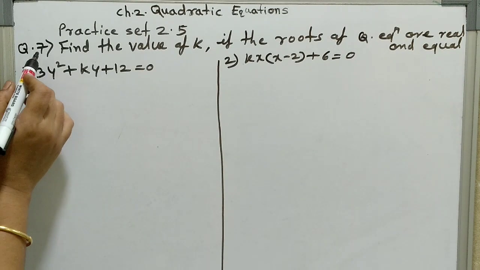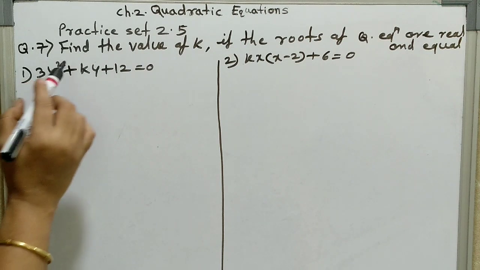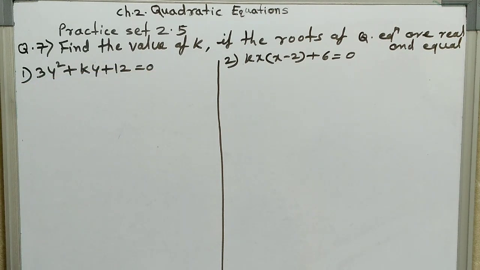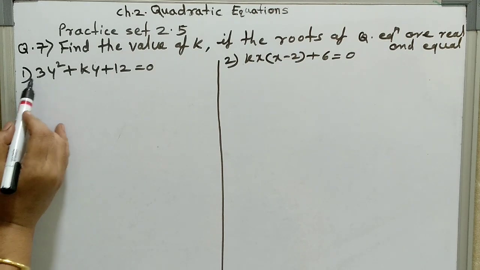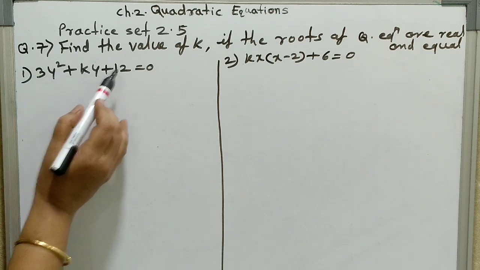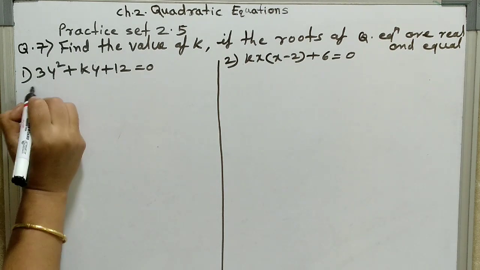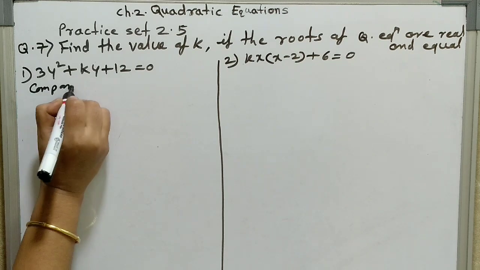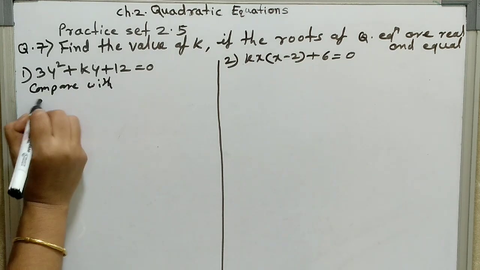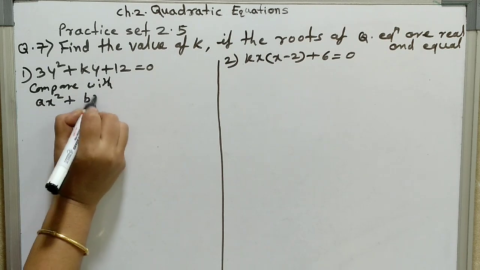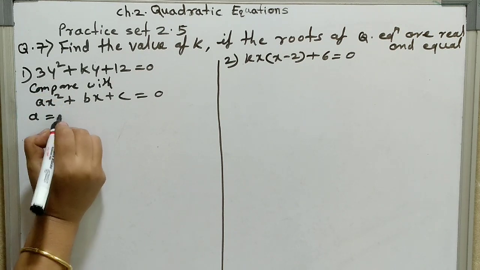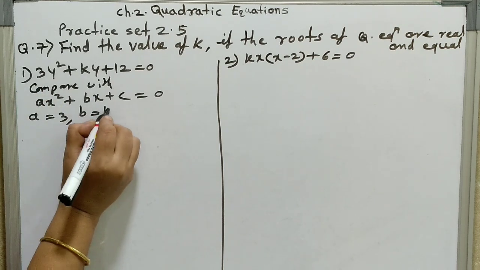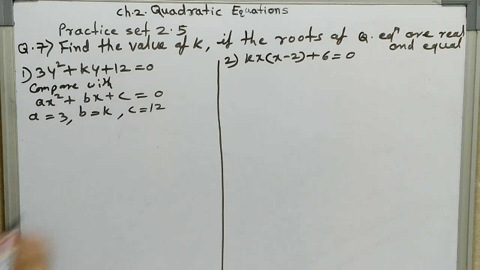Now we see the question number 7 in practice set 2.5. Find the value of k if the roots of quadratic equation are real and equal. Real and equal means delta is equal to 0. Now see the first equation, 3y square plus ky plus 12 equal to 0. Compare this equation with our standard form ax square plus bx plus c equal to 0. Now value of a is equal to 3, value of b is equal to k and value of c is equal to 12.